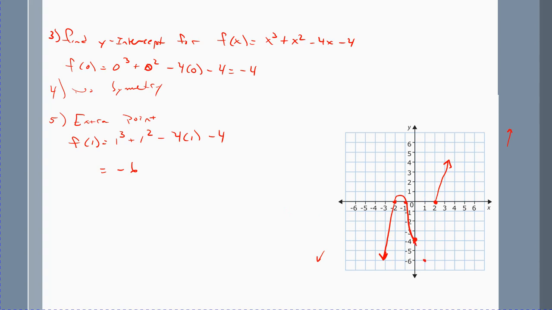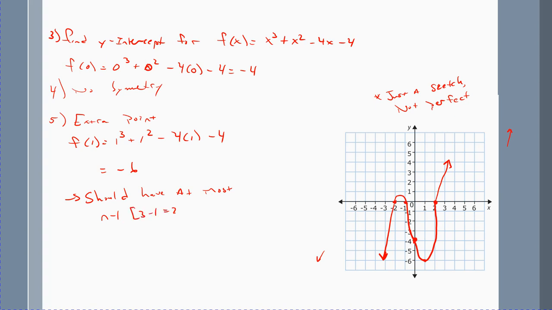So I'm just going to go down, and I'm going to scoot back up here. So it's going to have to look like this. This is not perfect, just a sketch. But recall also, it should have at most n minus 1, which is 3 minus 1, which is 2 turning points. Which it does. Look, 1 turning point, 2 turning points.